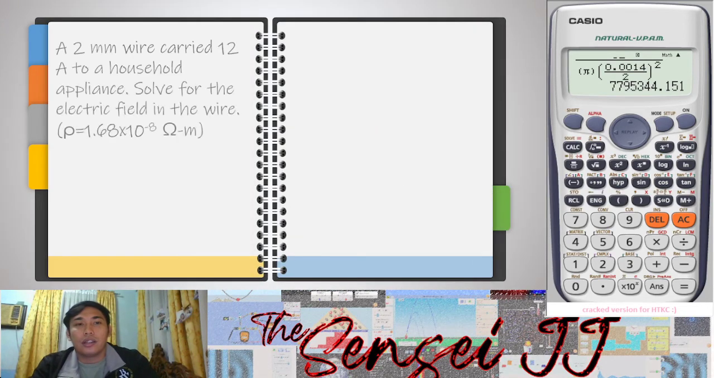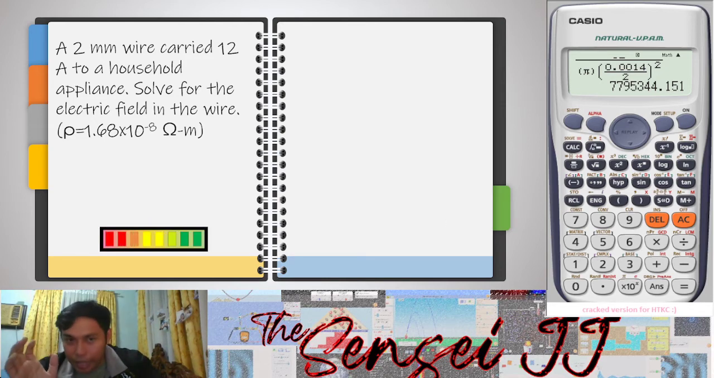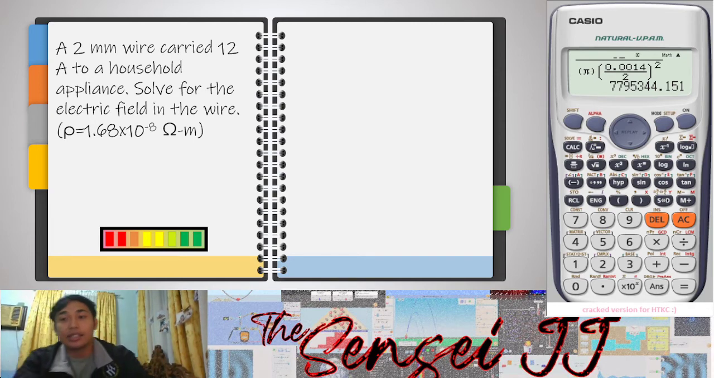Okay. So we have here another problem that requires your immediate attention. Guys, please try to solve for this. A 2 mm wire carried 12 amperes to a household appliance. Solve for the electric field in the wire. The resistivity is given as 1.68 times 10 raised to negative 8 ohm meter.